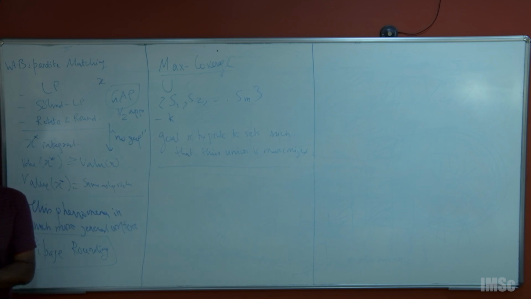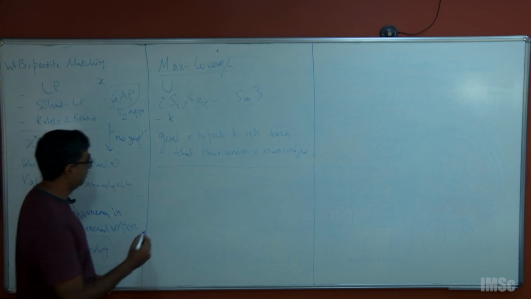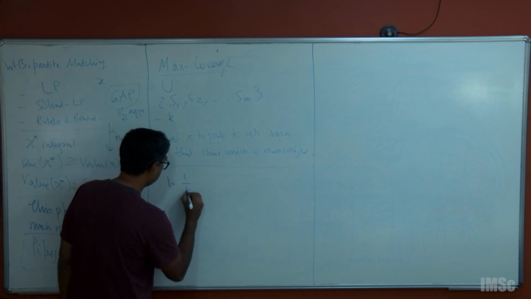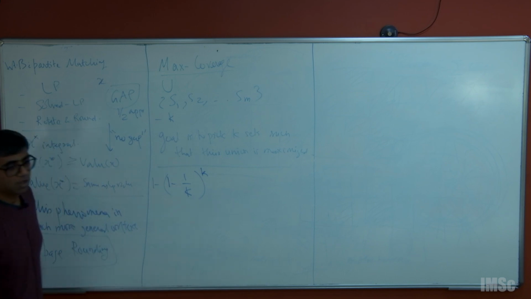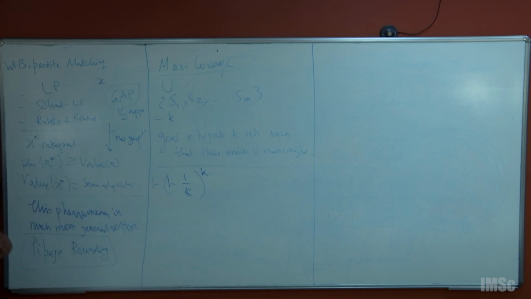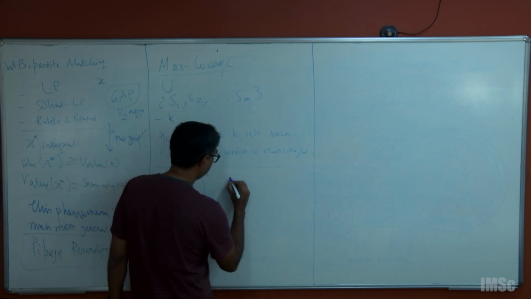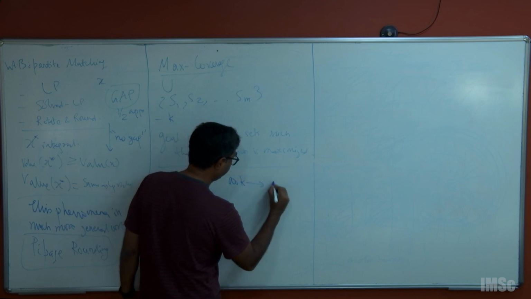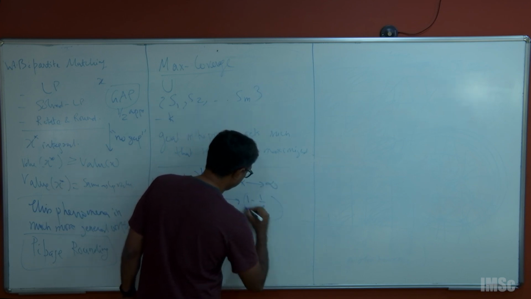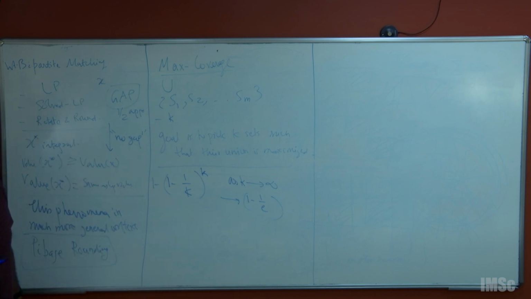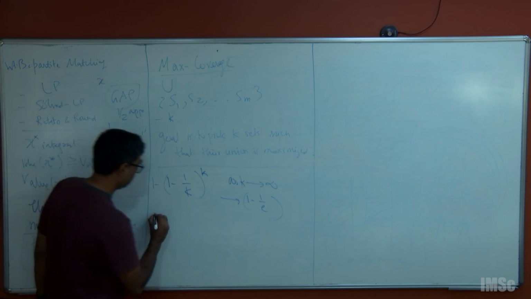What approximation algorithm did we solve for this? We saw this factor approximation algorithm, 1 minus 1 by k to the power k, and this implies that as k tends to infinity, this tends to 1 minus 1 by e. Is that fine? This is the approximation we already saw in the class.